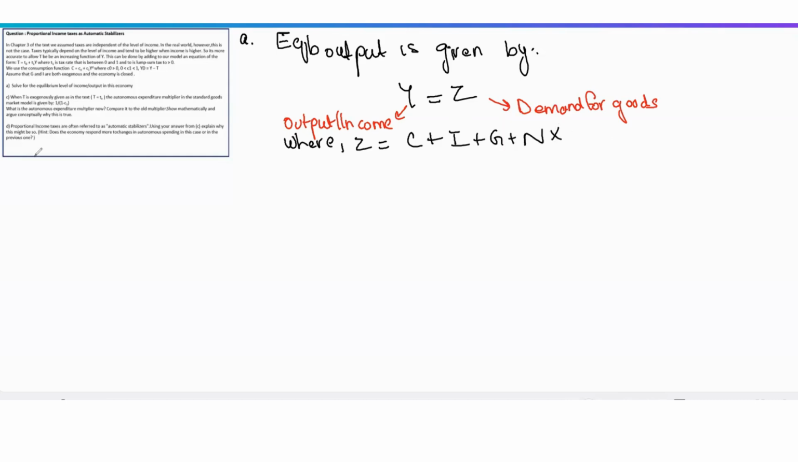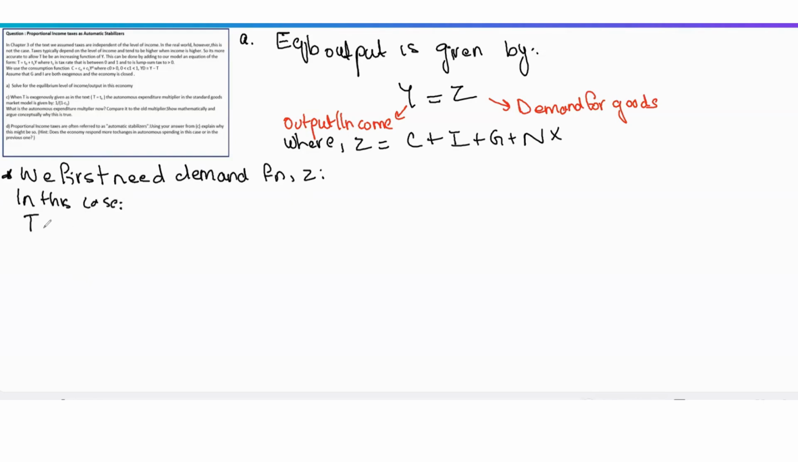Now what we need to do is we first need the demand function Z. That's the first thing we need to do. We'll first find the demand function Z, then we'll just equate it to Y to find our equilibrium.